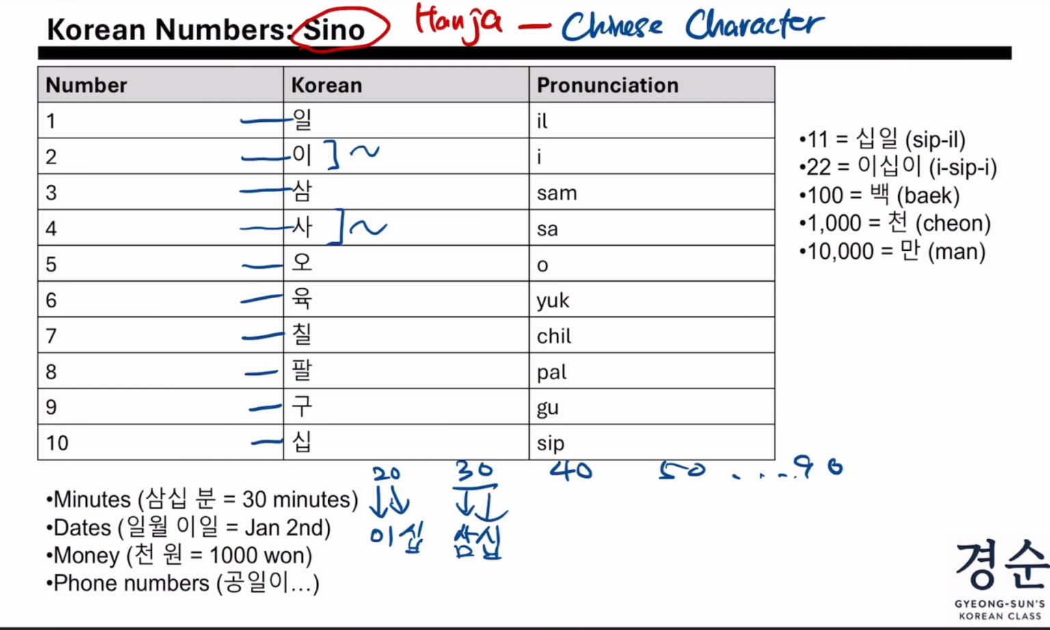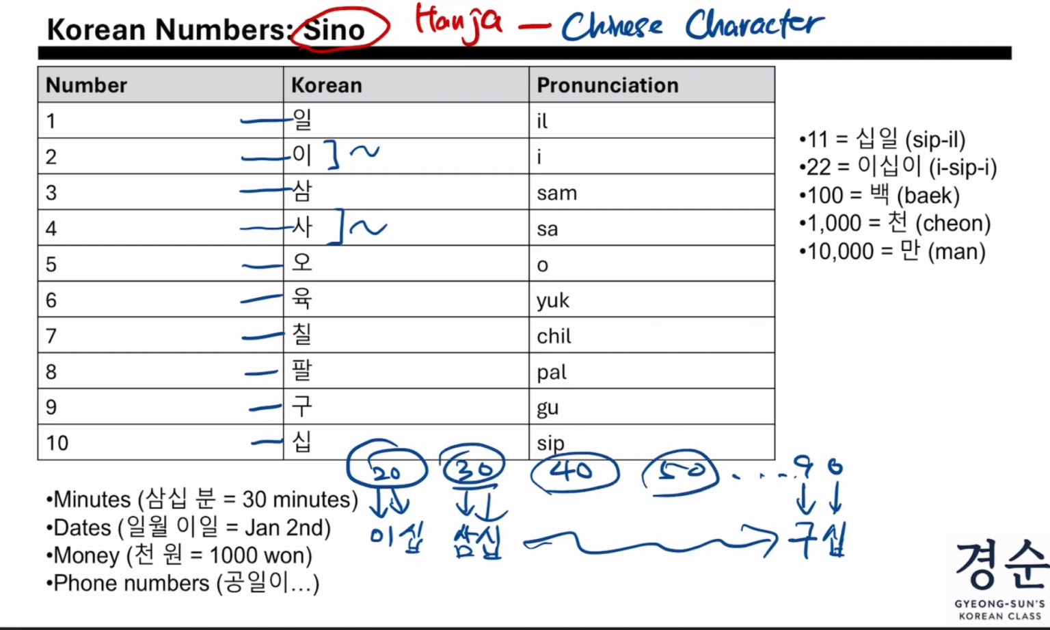Like, okay, 90. What is 9? It's 구, right? What is 10? 십. So it's the same logic. It's very simple. But for the native Korean numbers, it's different. It's called differently for 20, 30, 40, 50. Okay? If you would like to learn about this, please comment and I will make another video to explain the native Korean numbers in more detail. Okay?